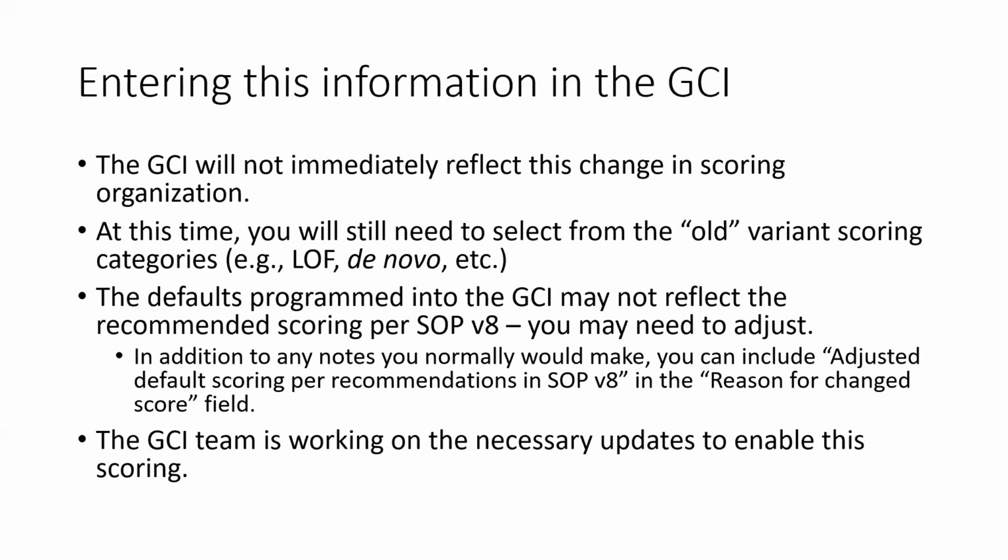At this time, you're still going to need to select from the quote unquote old variant scoring categories, so loss of function, de novo, etc. The defaults programmed into the GCI may not reflect the recommended scoring yet, so you may need to manually adjust, what you always could do before. That's what you would just do now. So in addition to any notes you would normally make, you can also include just something like adjust default scoring per recommendations in SOP version 8 in the reason for change score field. And again, the GCI team is working on the necessary updates to enable this scoring.